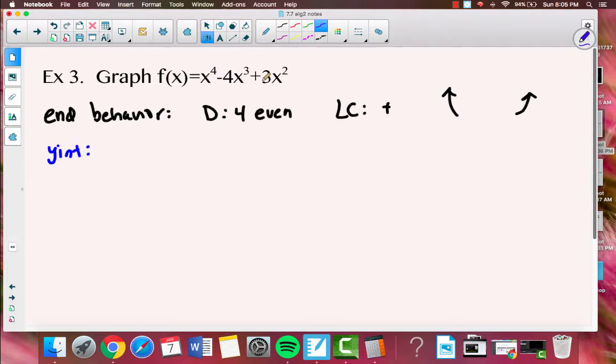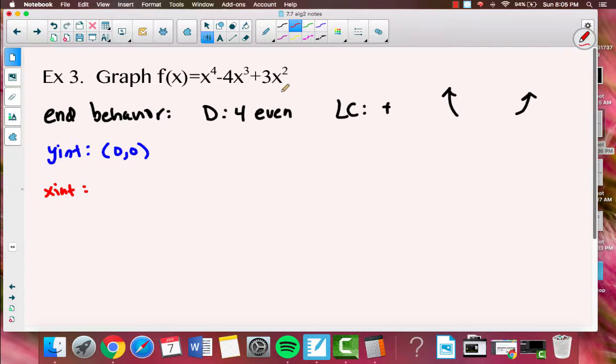So remember, we plug in zeros for all of these, and if I plug in 0 here, here, and here, everything's just going to become a 0. So there's some quick mental math. So my y-intercept is at 0, 0. And then I want to find my x-intercepts.